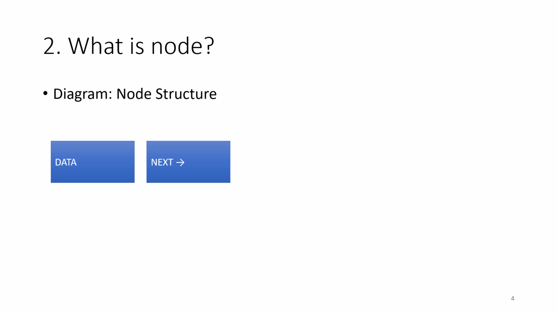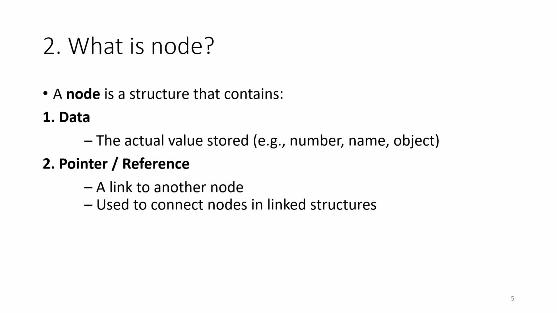What is a node? This diagram shows the basic structure of a node used in a linked list. A node is divided into two parts. The first part is the data field. The second part is the pointer field. A node is a basic unit used in data structures like linked lists and trees.